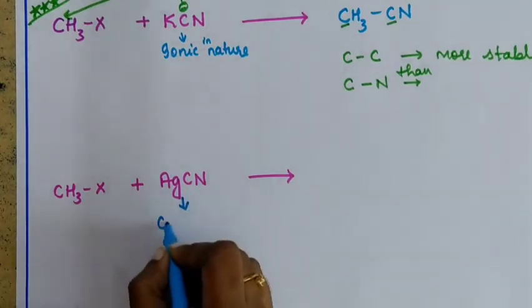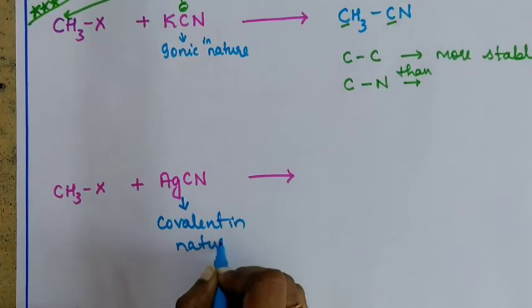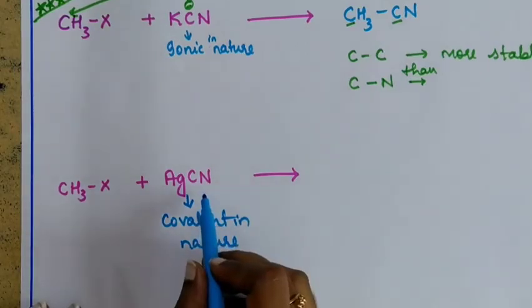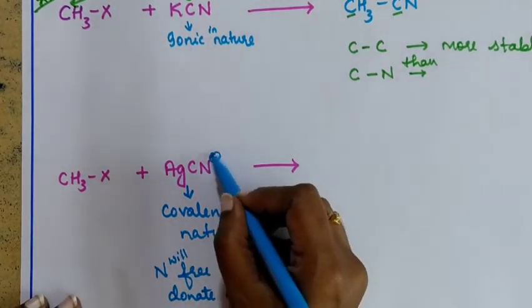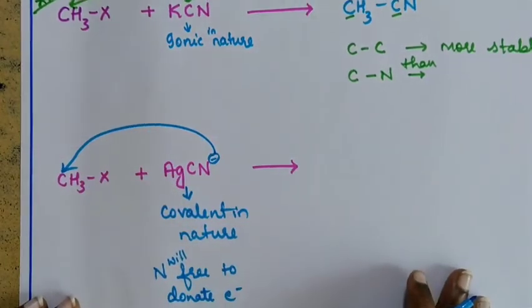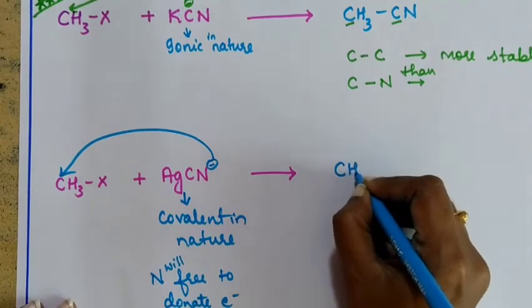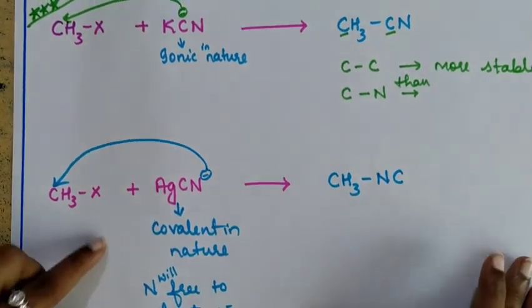Now the next question is, how will this CH3X react with AgCN? AgCN is mainly covalent in nature. Since it is covalent, nitrogen will be free to donate its electron pair. Since nitrogen is free to donate the electron pair, this nitrogen will make a bond with the carbon atom of the alkyl halide. That is why we get a product like CH3NC. See, there is a difference.